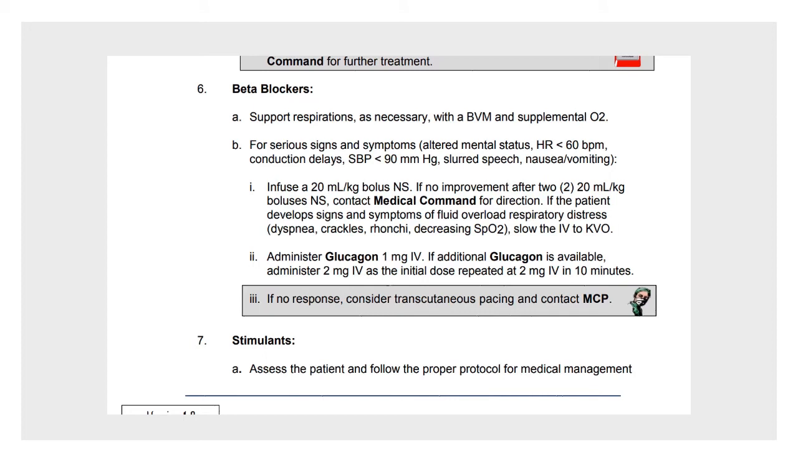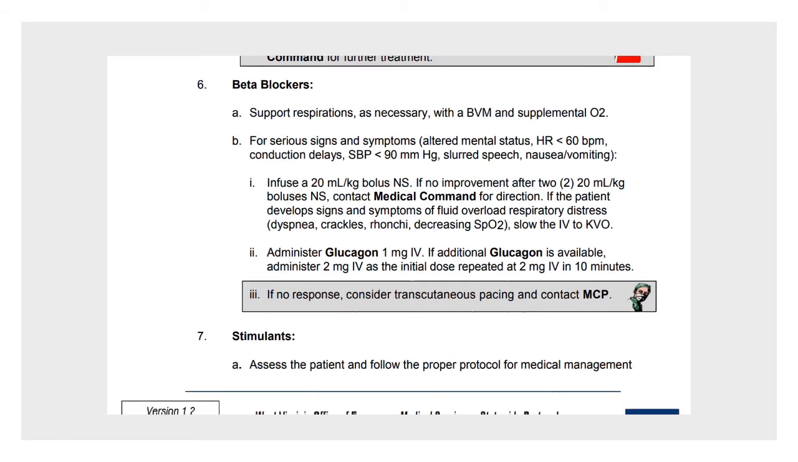If you can definitively say that it was a beta blocker overdose, give up to 2 milligrams IV of glucagon. Repeat that dose in 10 minutes. But do a quick inventory on how much glucagon you have. If you only have 2, try 1 milligram, and then if it doesn't work after 10 minutes, give another dose.